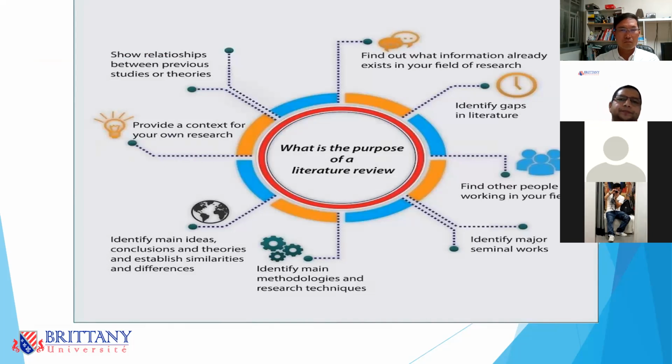Number one, show the relationship between previous studies or theories. So you're doing research, not something out of the blue. You need to show some relevance to the previous work. Number two, provide a context for your own research. Why are you doing this research? Remember, the moment you can answer all these points, it will be much easier for you to write your literature review.